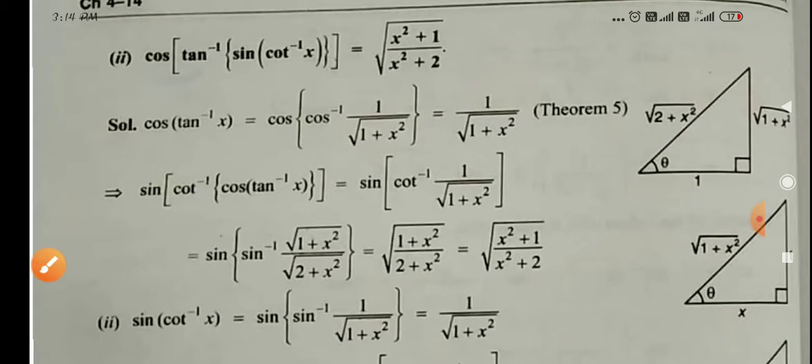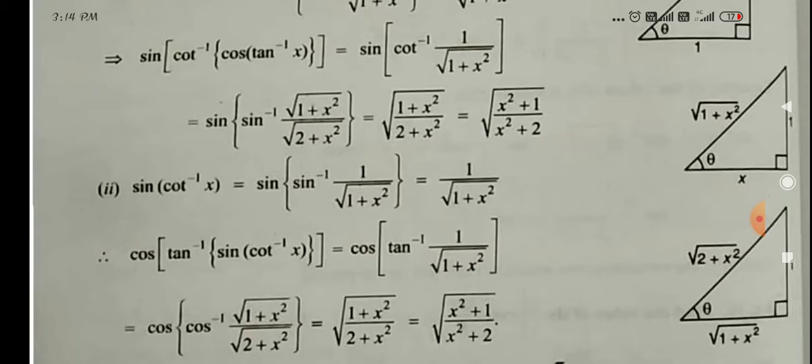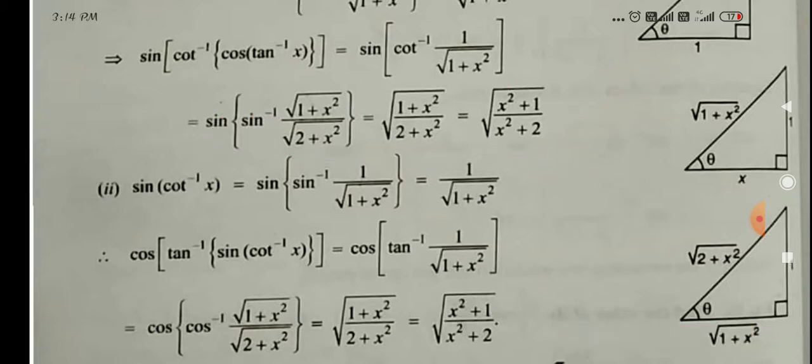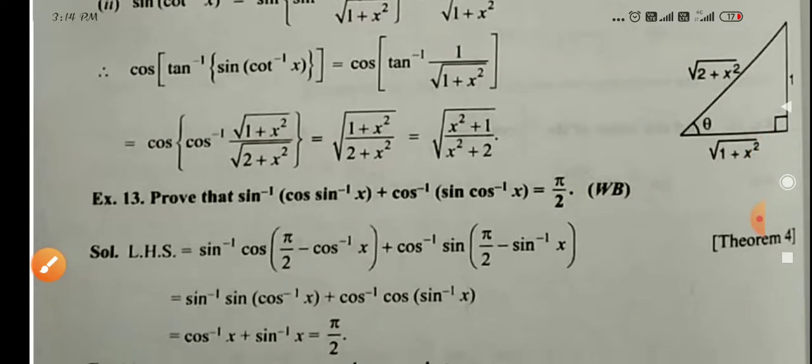Now you can see, this sine inverse will become perpendicular upon hypotenuse. Perpendicular is this one, under root 1 plus x square, and the hypotenuse you have found is under root 2 plus x square. Now the self-adjusting property you can apply, so your required result will come: under root x square plus 1 upon x square plus 2. Now the second part you can do yourself. One more example I am going to take.